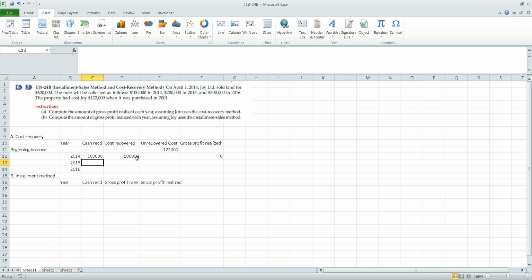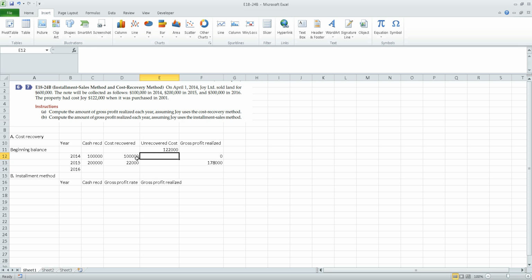Okay, in 2015 we received $200,000 of cash. Now the first $22,000 out of that $200,000 that we collect is a recovery of the initial cost of the land, which was $122,000. Dollars $22,001 through $200,000 that we received in 2015, or the remaining $178,000, is profit that we're going to recognize.